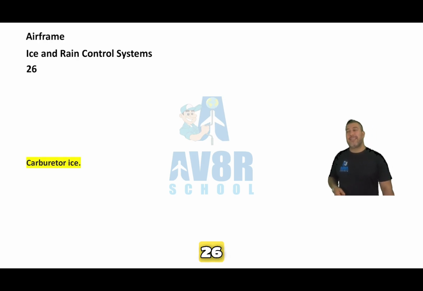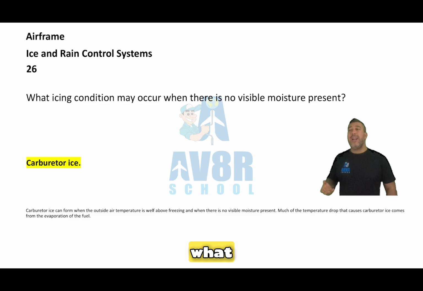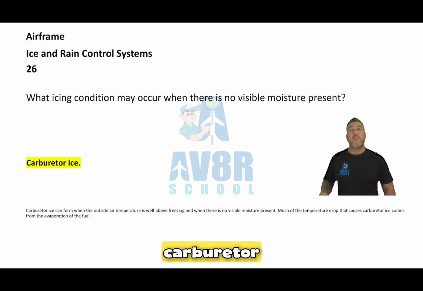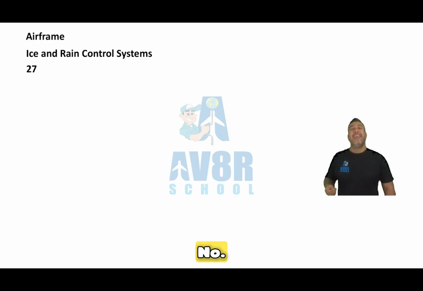Number 26, carburetor ice. What icing condition may occur when there is no visible moisture present? You may get carburetor ice.